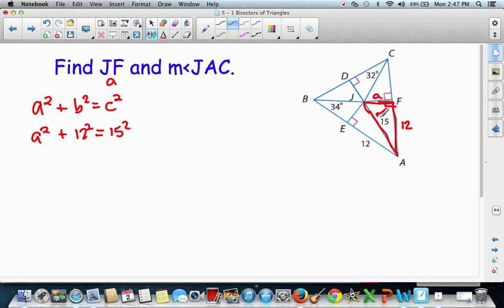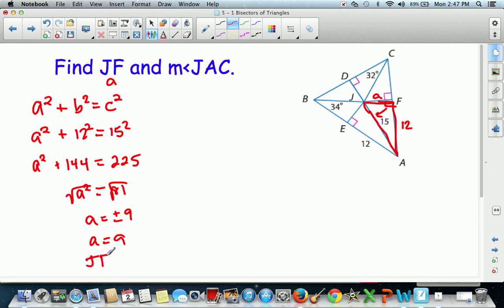It's opposite the right angle. So a squared plus 144 equals 15 squared, which is 225. Then we have a squared equals 81 because I subtracted 144 from each side. To get a by itself, I'm going to take the square root of both sides. a equals plus or minus 9. We can't have negative distance, so we know a equals 9. Therefore, JF equals 9. So that's how you find the missing side.